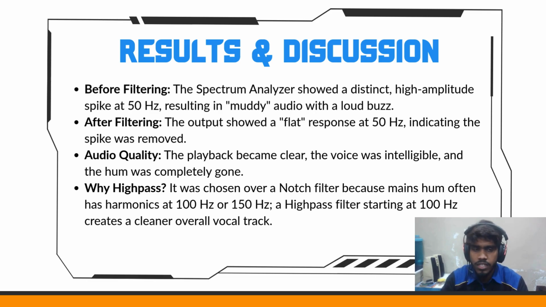A common question in this design is why a high pass filter instead of a simple notch filter? While a notch filter targets one specific frequency, mains hum often creates harmonics at 100 Hz to 150 Hz. By using a high pass filter starting at 100 Hz, we don't just kill the primary hum, we clean up the entire low end basement for a much cleaner overall vocal track.